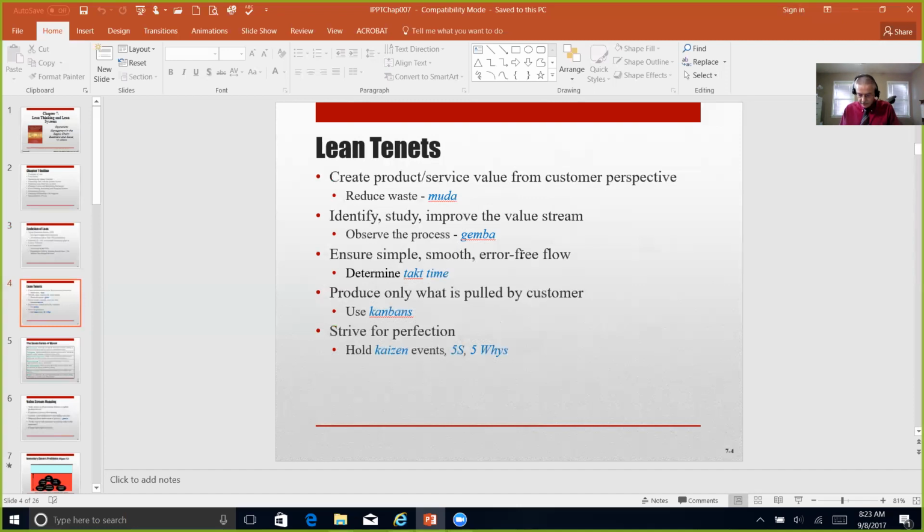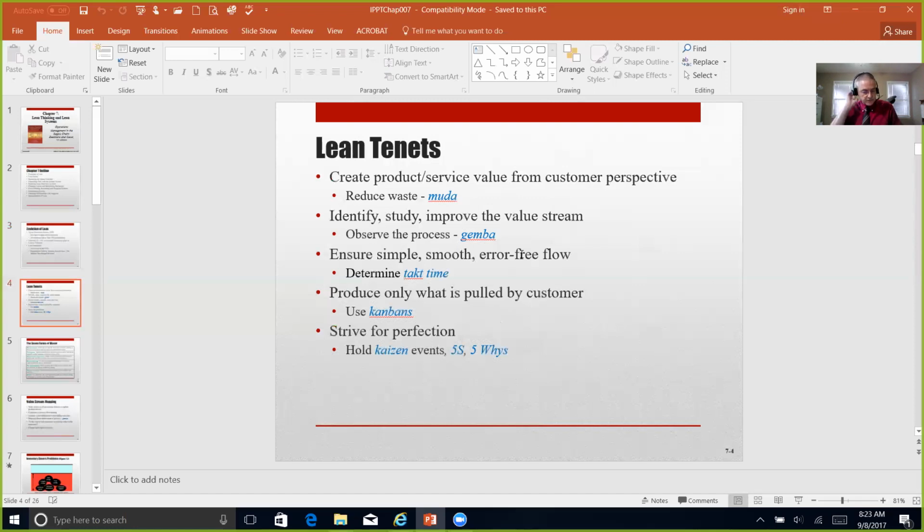Another tenet, or tenet number 4 in this lean thinking concept, is to produce only what is pulled by the customer, which is replacing a push system, which is typically found in traditional mass production, with the pull system of the lean.